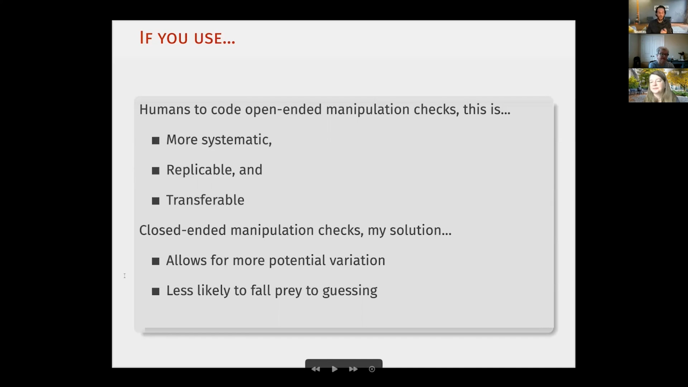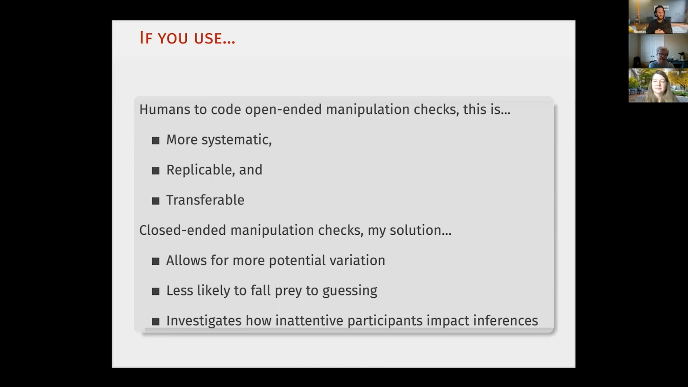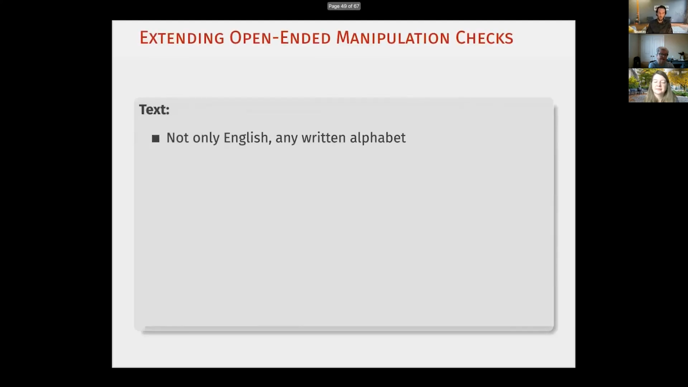So again, it's just much less likely to fall prey to guessing. And even if you don't believe that an open-ended attention check would be better for allowing more variation or guessing, you can't really actually investigate using a closed-ended manipulation check how inattentive participants are impacting your overall results. So that, I think, is actually the really big selling point, is being able to use the open-ended manipulation check with whatever treatment you're actually interested in manipulating in the survey.